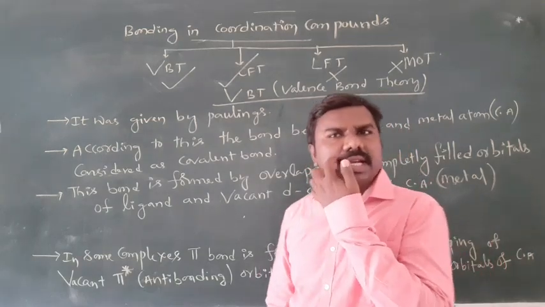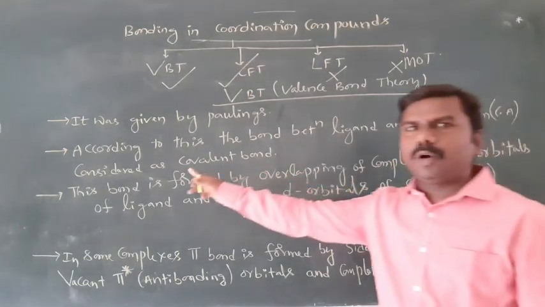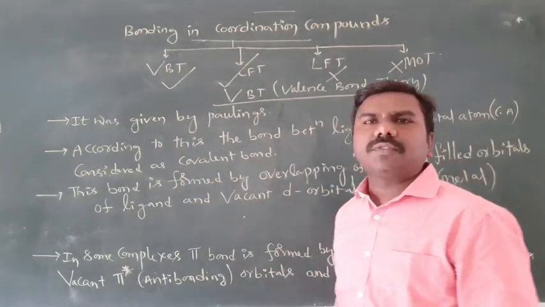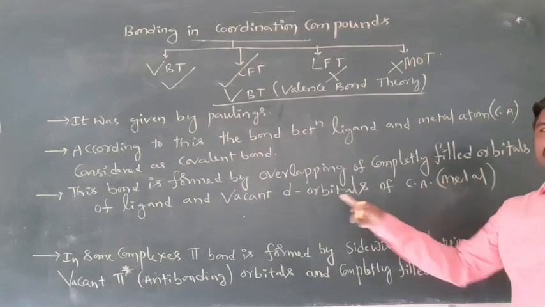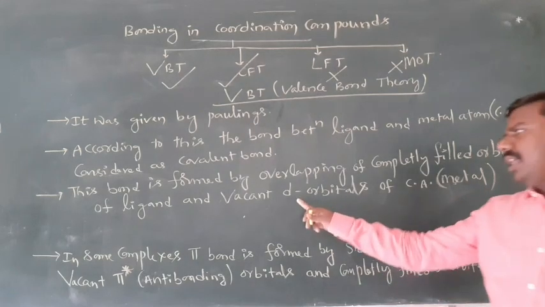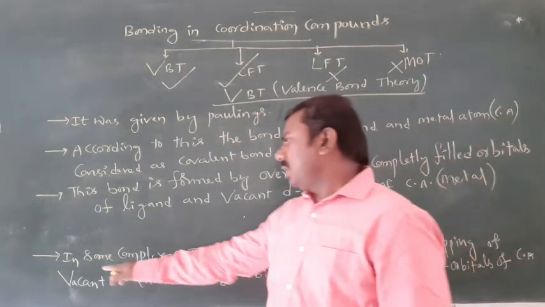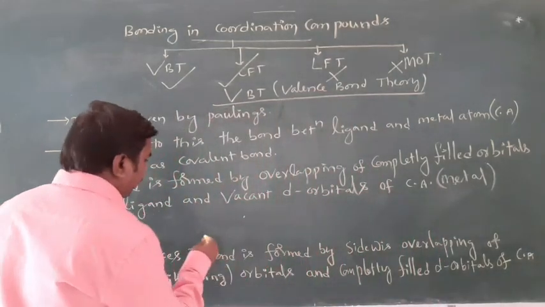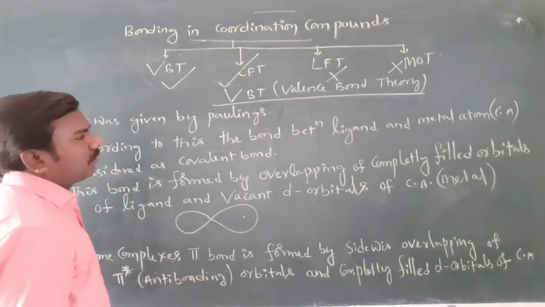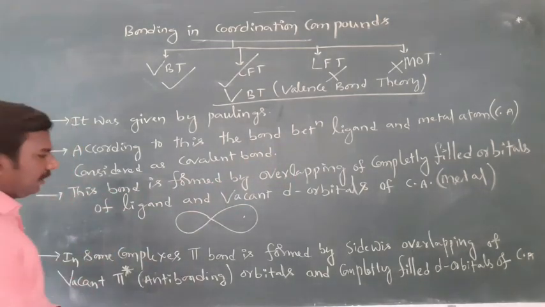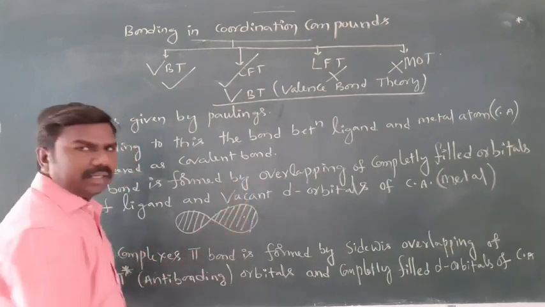According to this theory, as I told you, the bond between the ligand and central metal atom is a covalent bond. This bond is formed by the overlapping of completely filled orbitals of the ligand and vacant or empty d orbitals of the central atom, nothing but a metal atom. You can write like this. First one is completely filled orbitals of the ligand. I am showing like this, completely filled.